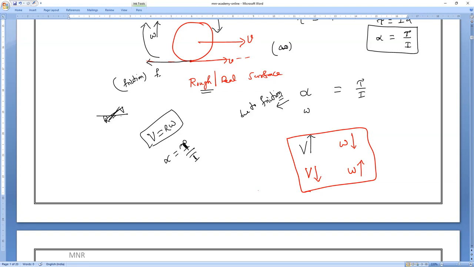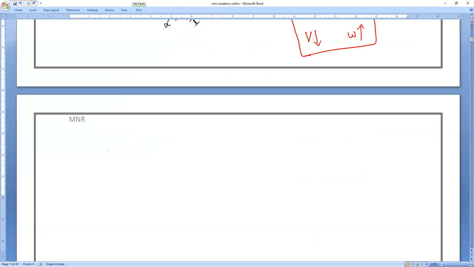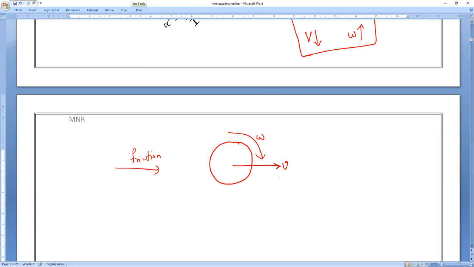So now, let me take it carefully. Due to the friction, we all know that it is causing pure rolling. So if I take the pure rolling due to the friction, let me imagine it is moving with angular velocity omega and the velocity of the center of mass is V. Then at the point of contact where it is touching the surface, can you tell me what is that V? V is equal to R omega.